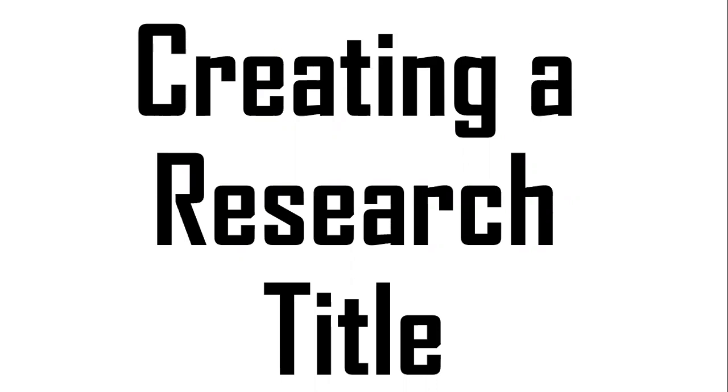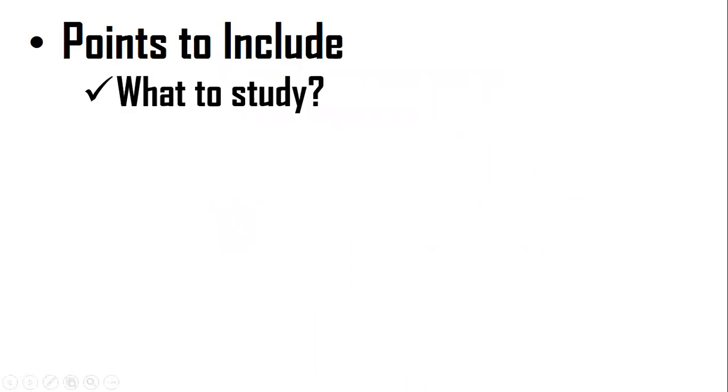So let's start with the points to include in creating your research title. So we have what to study. You have to specifically know the idea or the main topic of what you are going to study. So if you wanted to know whether online learning is better than traditional learning, that is your what to study or the main idea of what you are going to study. Or let's say, for example, you want to do an experimental research, and what you want to study is whether urine is better than fertilizer in increasing the growth rate of a plant.